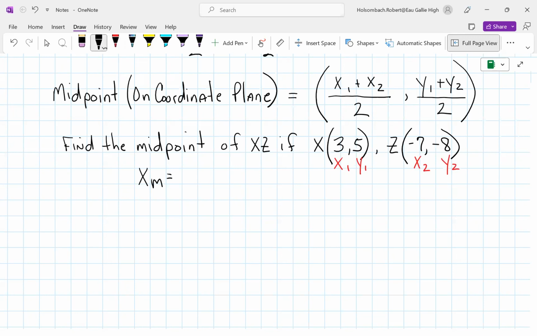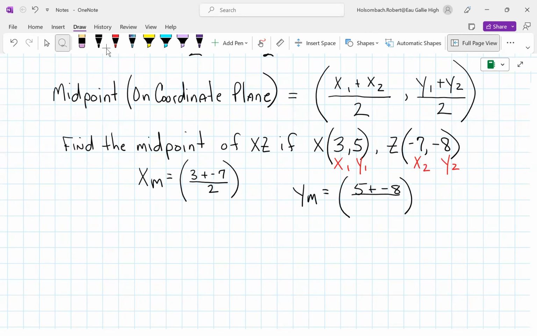So to find my x value at the midpoint, I'm going with 3 plus -7. I'm going to divide it by 2. That gives me x at the midpoint. And then my y at the midpoint is equal to 5 plus -8 divided by 2.